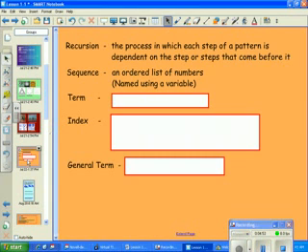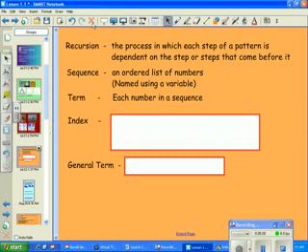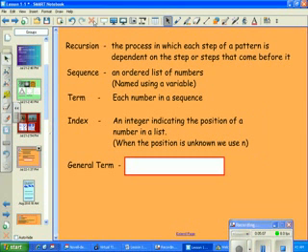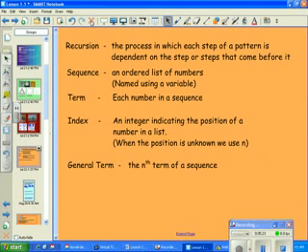Okay, now going back, these sequences of numbers, each number in that sequence is called a term. Now, each term also has an index that goes along with it. It's an integer that indicates the position of the number in a list. When we don't know what that index is, we often use n. So that represents what's known as the general term, the nth term of a sequence.